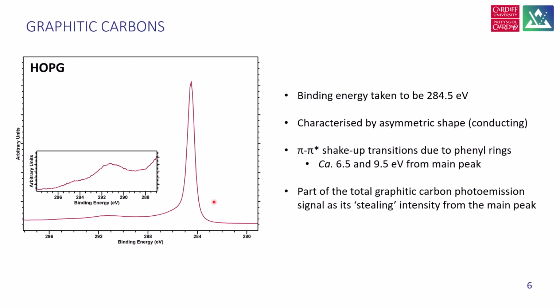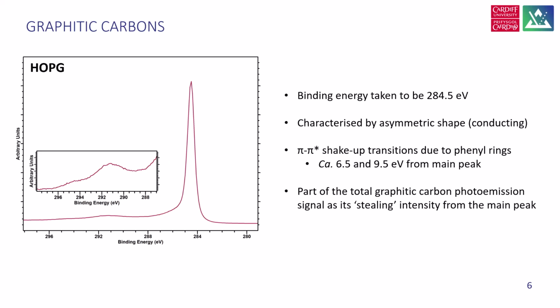Electrons can be promoted to unoccupied orbitals, and therefore this is an energy loss process. So some of the electrons coming out lose their kinetic energy, and if you lose kinetic energy, you appear at the higher binding energy. These can be quite diagnostic sometimes. What we must realise is this is part of the total graphitic carbon photoemission signal, because it steals intensity from the main peak and therefore must be included in any sort of quantification.